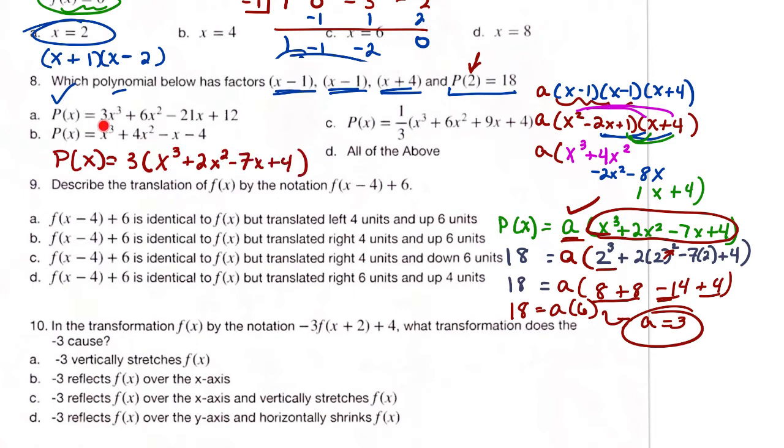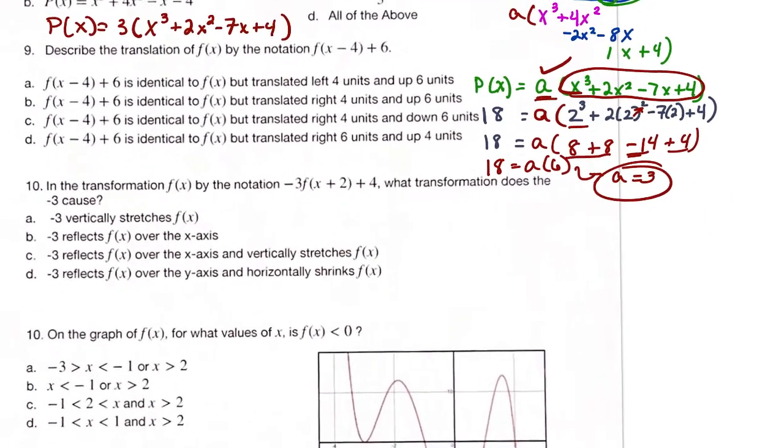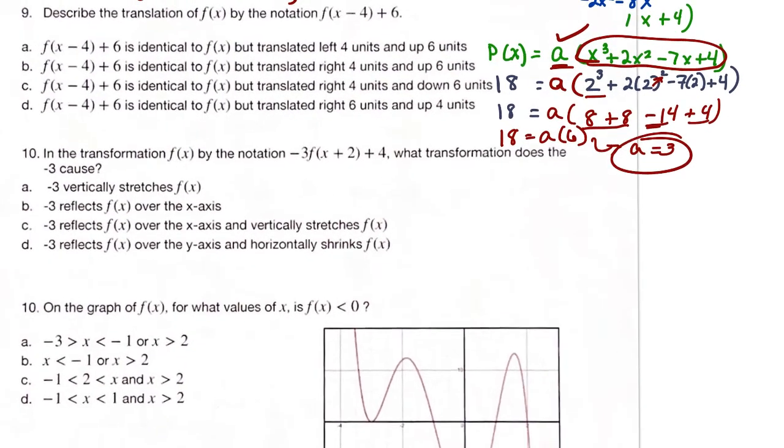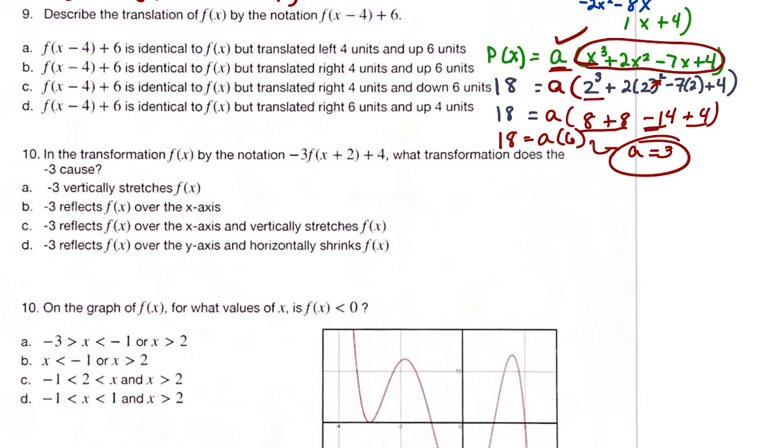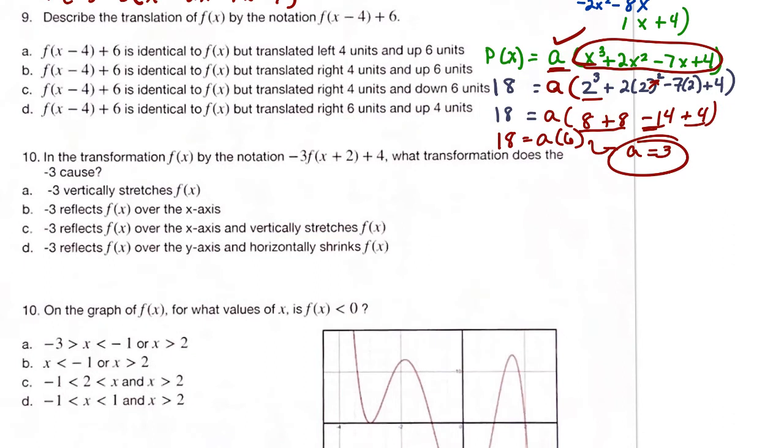Now you can see none of these answers have a 3 sitting out in front of the parentheses like that. But if you distribute this 3, you get 3x cubed, you get 6x squared, you get the negative 21x, and you get the 12, 3 times 4. And this polynomial right here will go through 2, 18, and it certainly has those 3 factors in it. Again, pretty long problem to have on a short quiz like this, or a short test like this. Let's take a look at number 9 here.